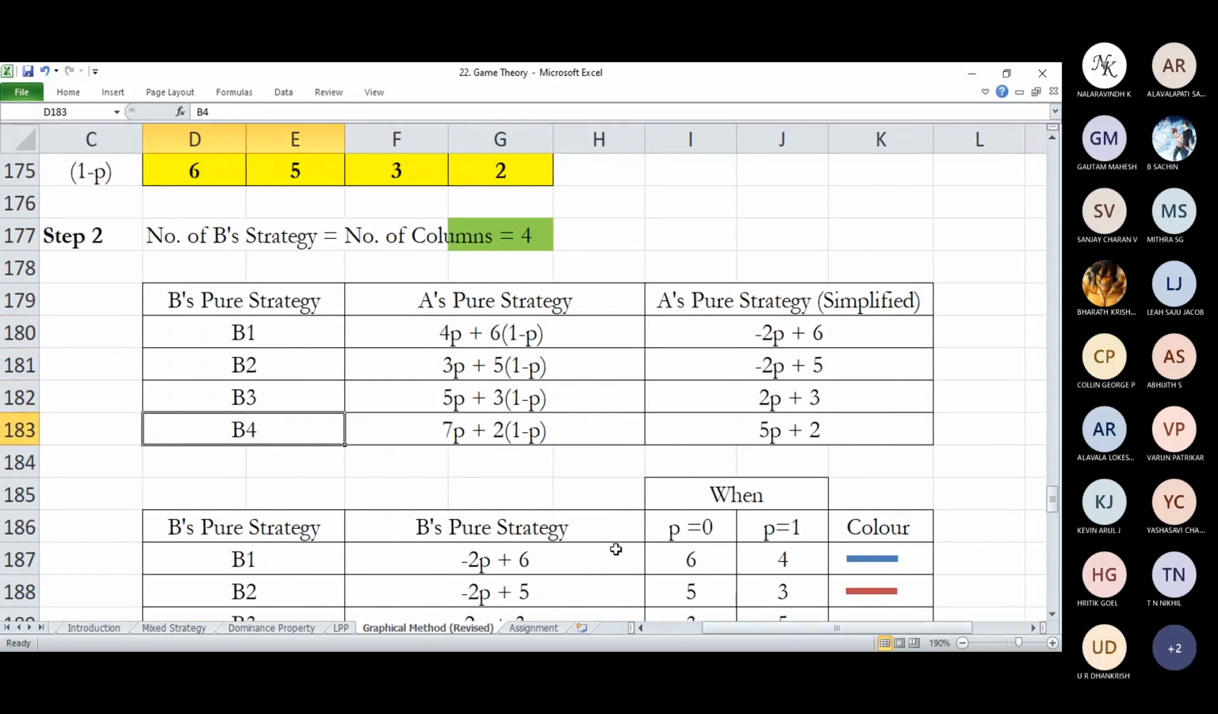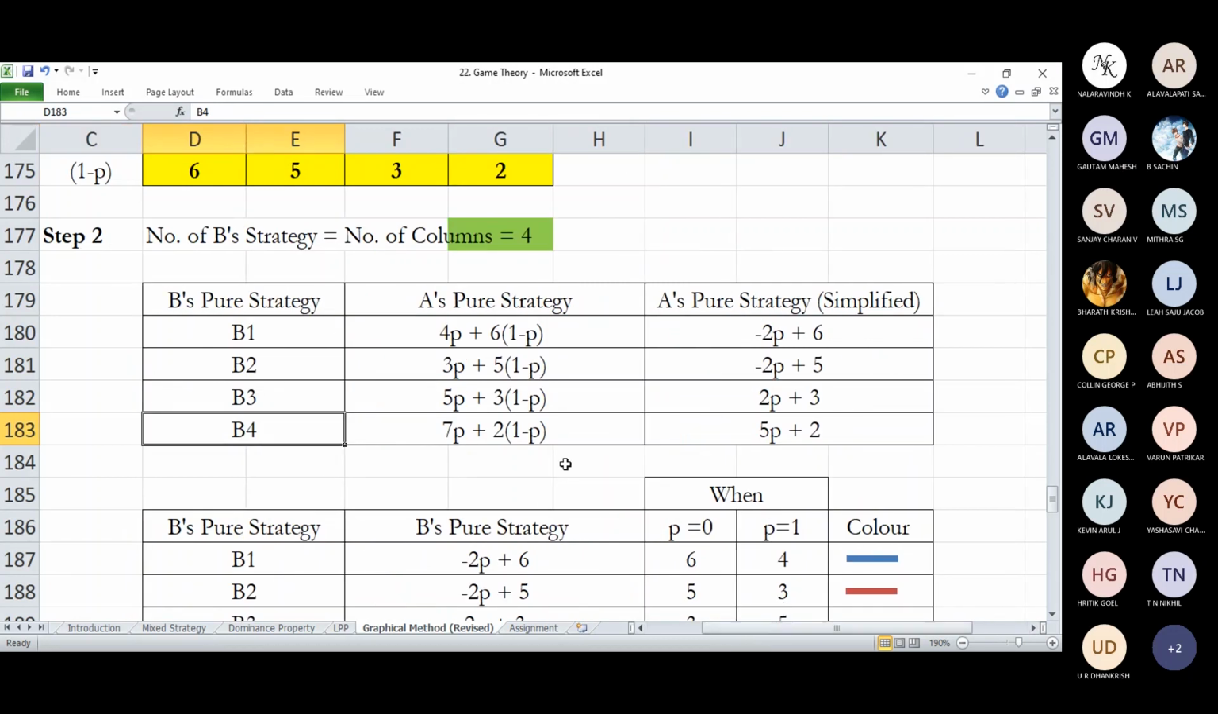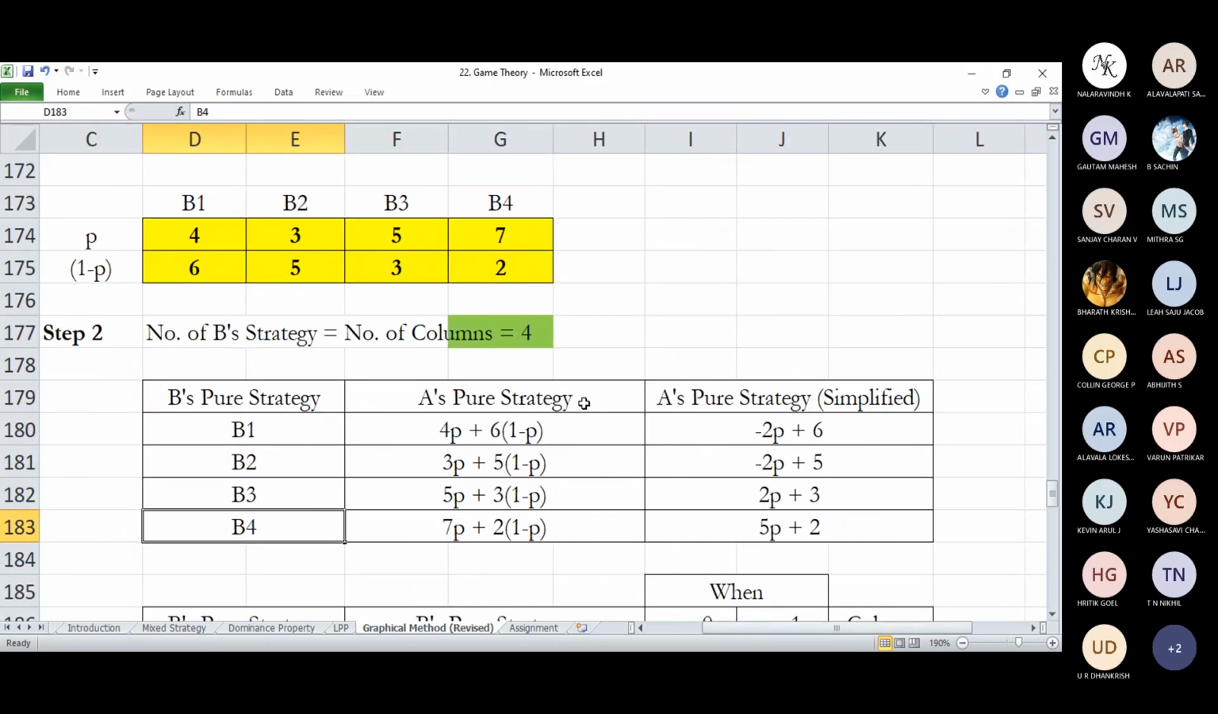So far the procedure is fairly the same, as we have been discussing from the beginning. Then we will be looking into the pure strategies. In the previous case we talked about A's pure strategies, A1, A2, A3, A4, and A5. Here we have B's strategies, only 4 columns. Then we'll be finding out the pure strategy payoffs.